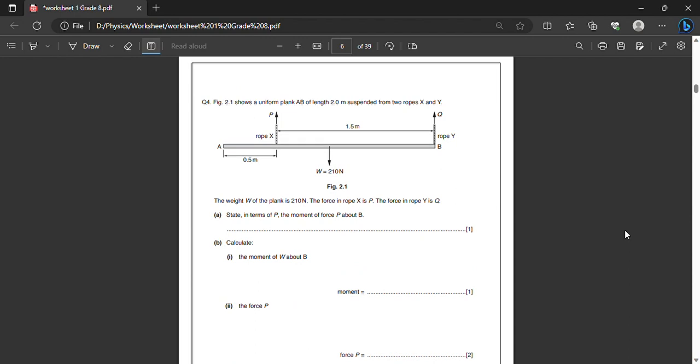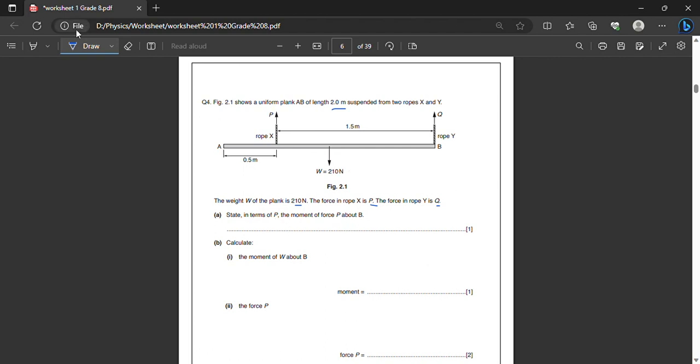The next question is a little tricky, so I'm going to explain more on this. They said Figure 2.1, which is this, shows a uniform plank AB of length 2 meters, suspended from ropes X and Y. The weight W is 210. The force in X is P. The force in Y is Q. State, in terms of P, the moment of P about B.